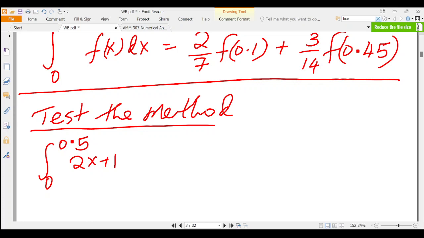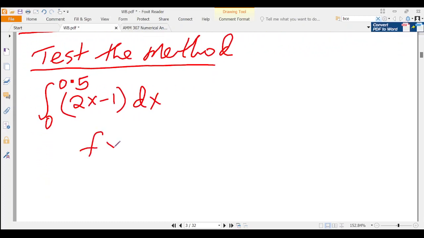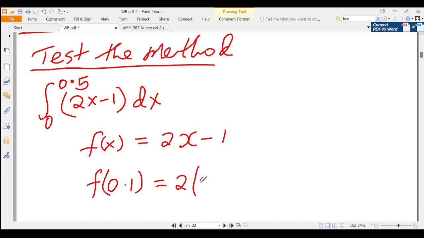X minus 1, integrate with respect to x. So our function here, f of x, is equal to 2x minus 1. So the value of this function when x is 0.1 will be 2 times 0.1 minus 1, which is 0.2 minus 1, or I can just leave it like that.